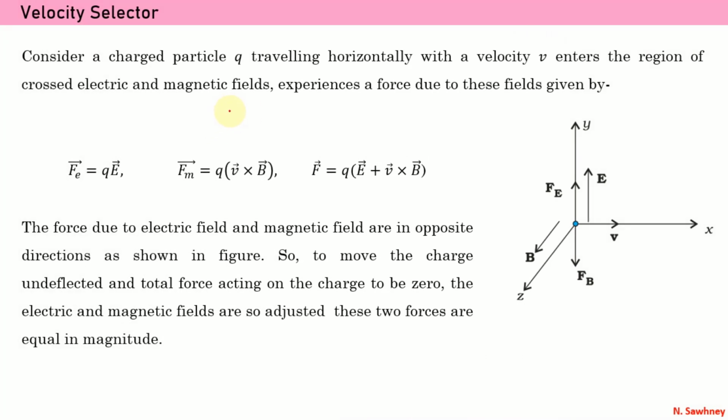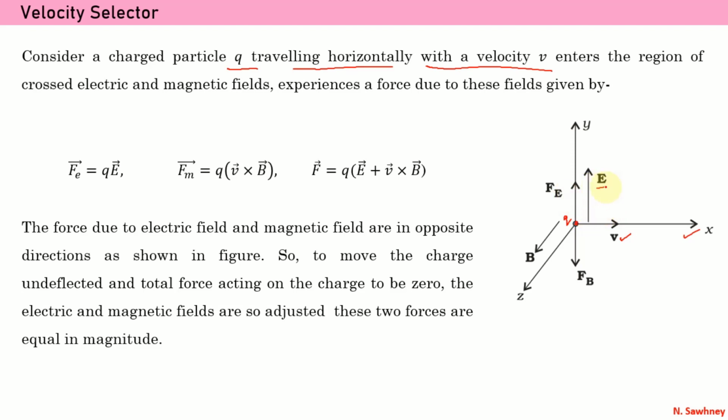Let us first discuss velocity selector. Here we have considered a charged particle Q which is traveling horizontally with a velocity v and enters the region of crossed electric and magnetic fields. Let us see here. Here a charged particle Q is placed and it is moving horizontally along the x direction with a velocity v. The crossed electric and magnetic field means that both the fields are perpendicular to each other.